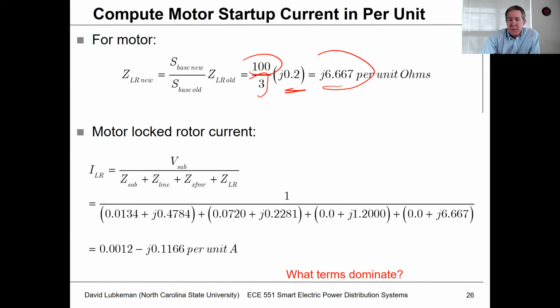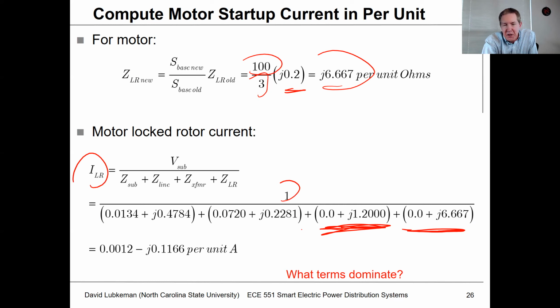And then finally, to calculate this locked rotor current, it's simply going to be the substation voltage in per unit, and I'll assume it's at nominal for lack of anything better. And note what the dominant terms in the denominator are. The dominant terms are really the motor impedance, and after that the transformer impedance. Note this transformer impedance is about 2 times as large as the substation impedance plus the line impedance combined. So this transformer impedance is essential to getting this number right.